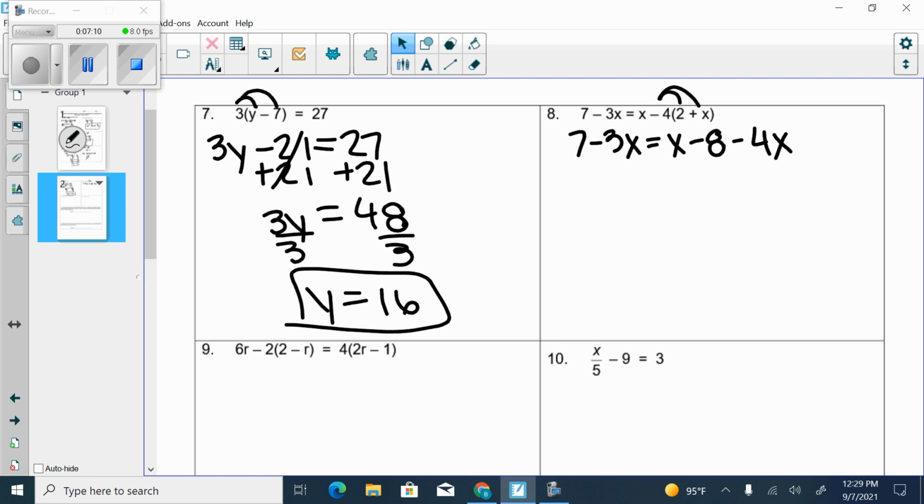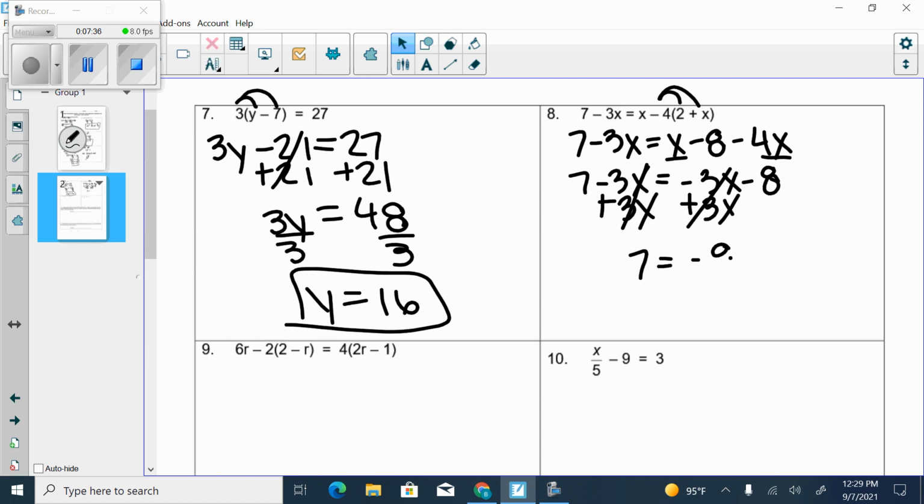What do we do now? So nothing on the left. What am I combining on the right? Which would give us negative 3x minus 8. So we got to add the 3x. So what am I left with? 7 equals negative 8 is no solution. Right. It's not a true statement.